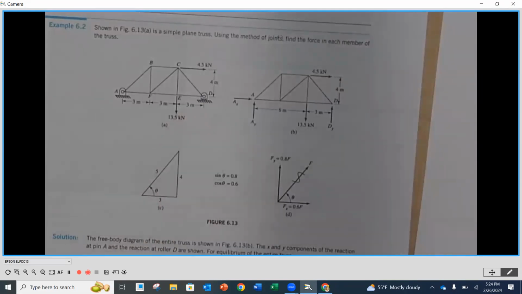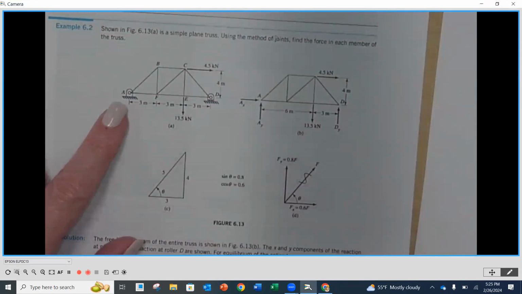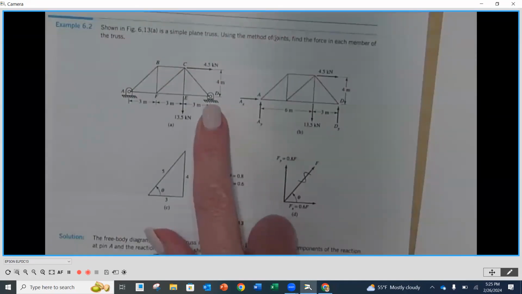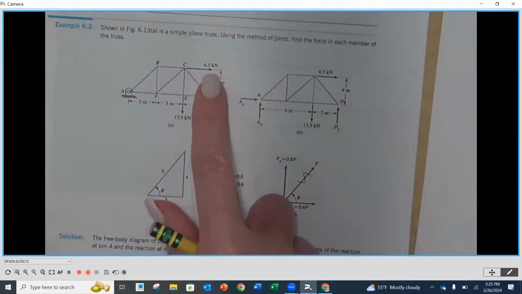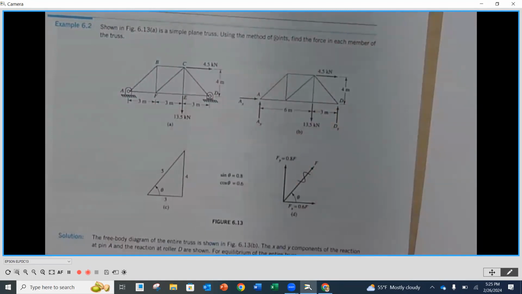So you'll notice here that we have a truss. It is supported at A and at D. A is a pin connection, and D, you'll notice, is a roller. There's little wheels underneath there. It has two applied loads, 4.5 at C going to the right and 13.5 kilonewtons going down at E. You'll notice that all of our dimensions are given here. We have 3 meters in between each one of the points along the horizontal, and then 4 meters high on the truss itself.